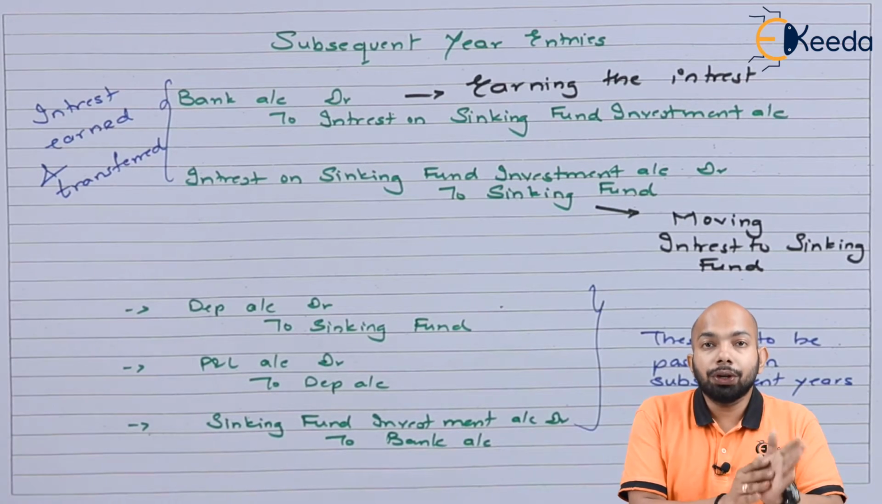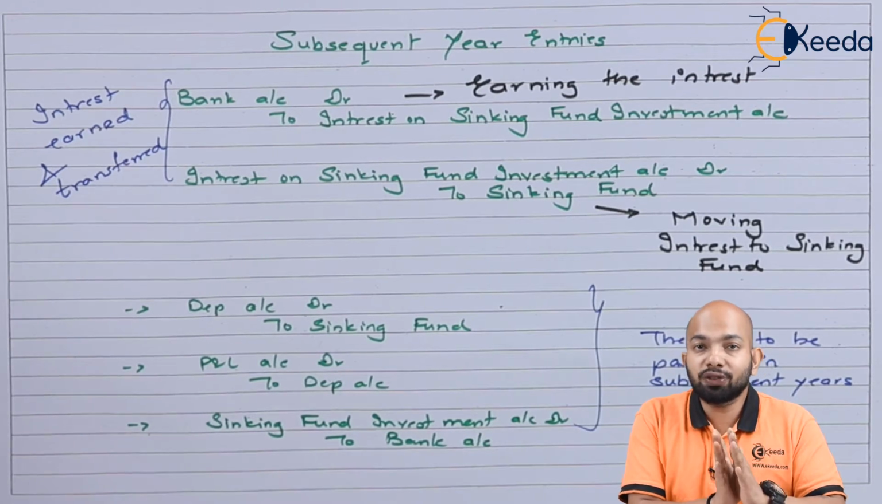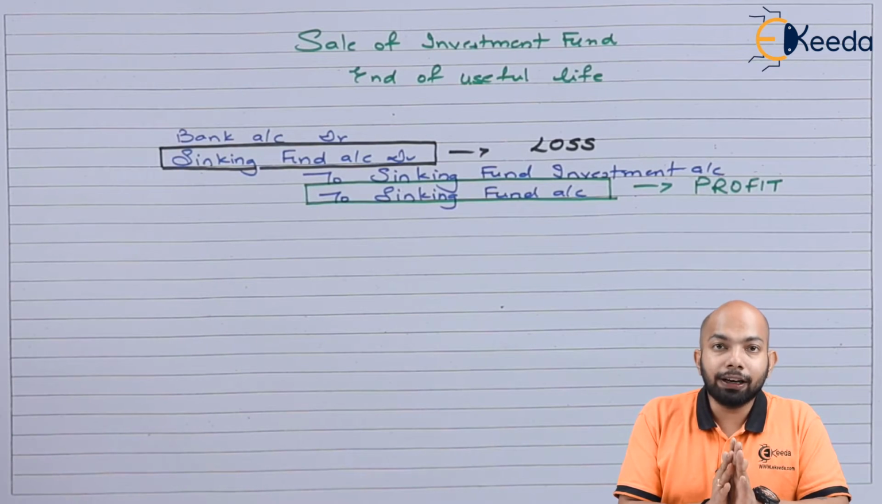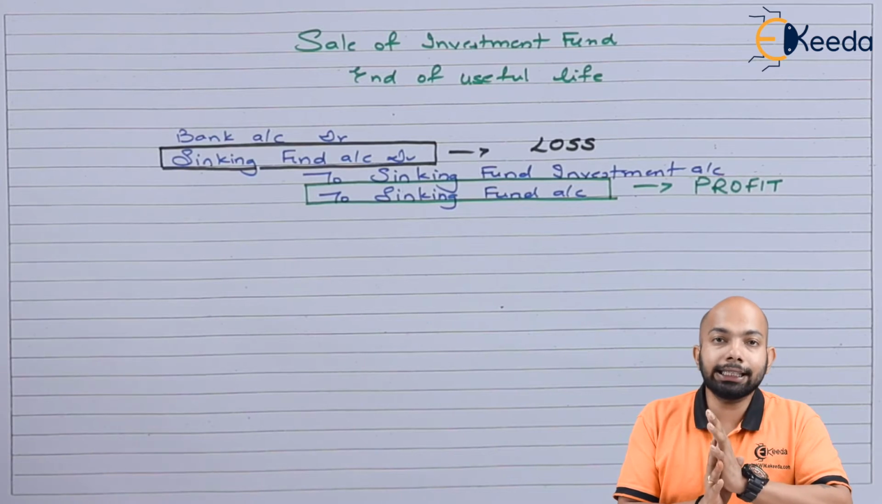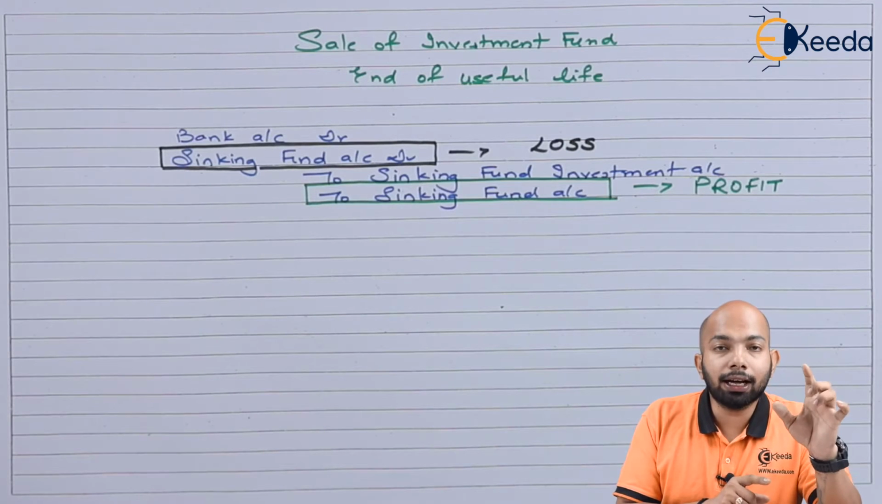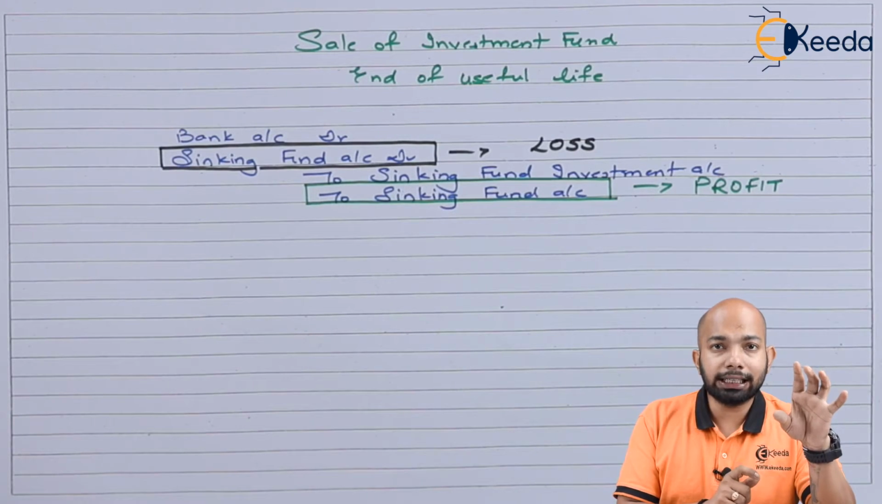What happens when you reach the end of its estimated life? Now, there are certain different kinds of entries that you have to mention there. Let's figure it out. So when there is sale of any sinking fund investment account, this is the entry that you're supposed to pass. We have highlighted two options here. The actual entry is bank account debit to sinking fund investment account.